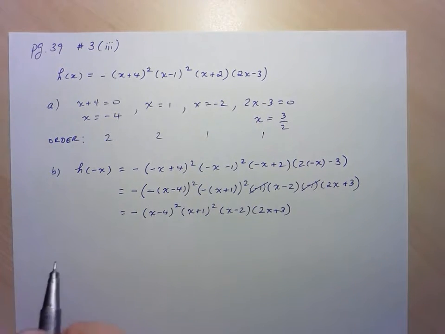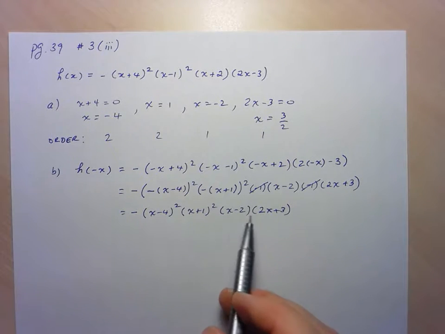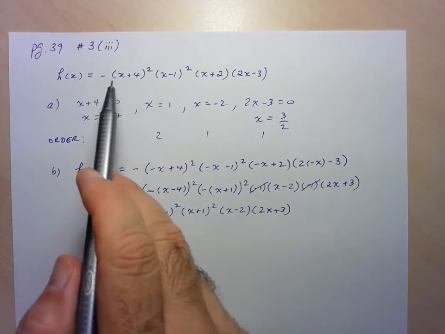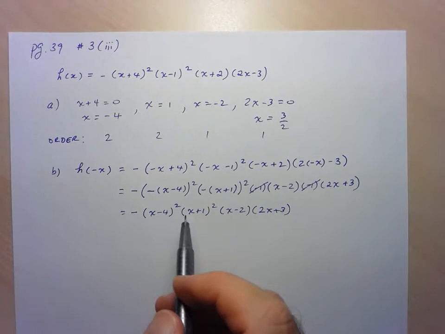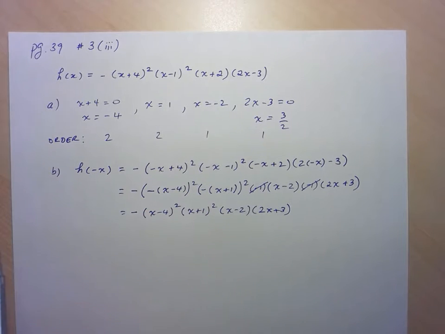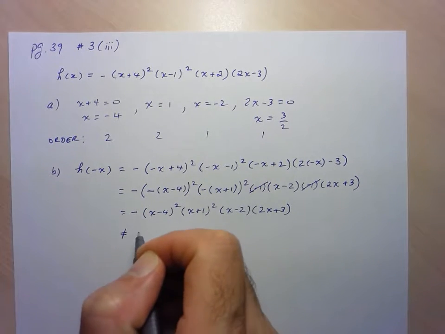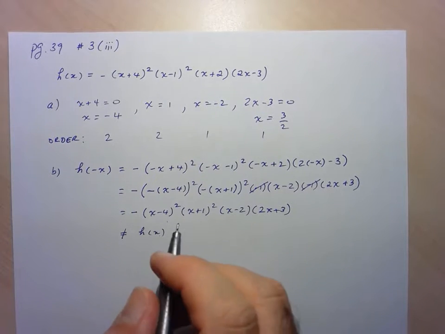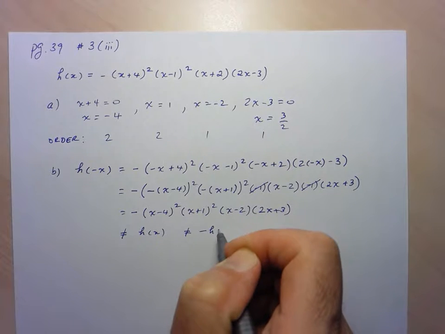And here we could definitely make the determination that this expression is not equal to the right side of the original function, and it's not the negative of this expression either. So here we can say this is not equal to h at x, and it's not equal to negative h at x.